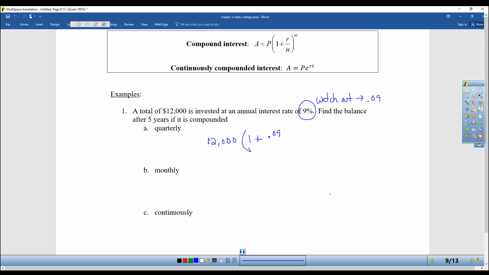And it says that we're going to try and find the balance after 5 years if it's compounded quarterly. So the reason we divide by 4 is because the bank isn't actually going to give you 9% 4 times a year. They're only going to give you a fourth of 9% 4 times a year. So then I still put that same n up here, 4 times 5 years.